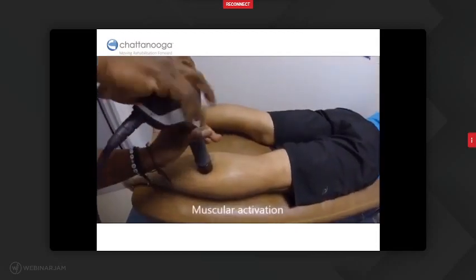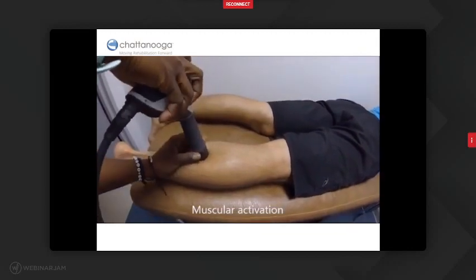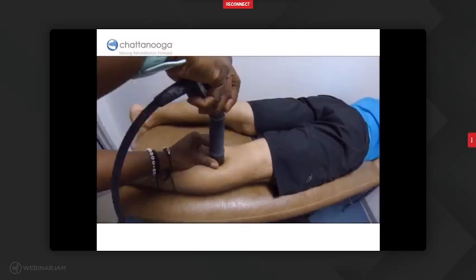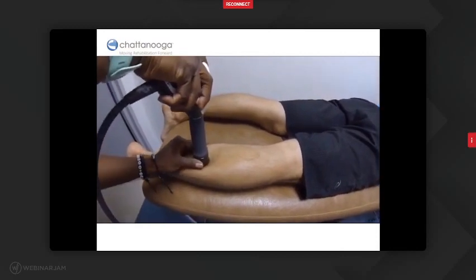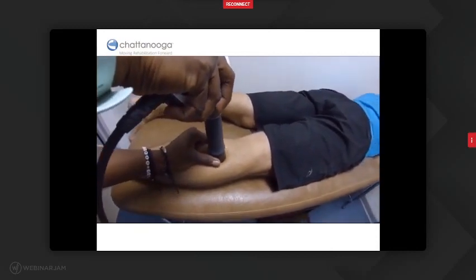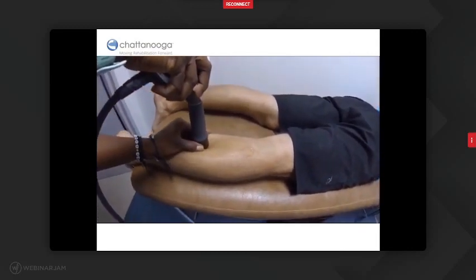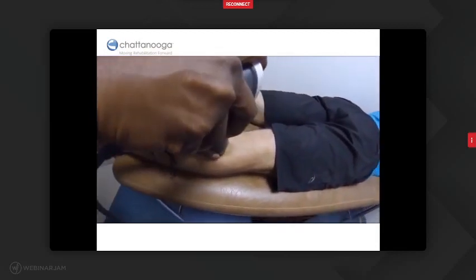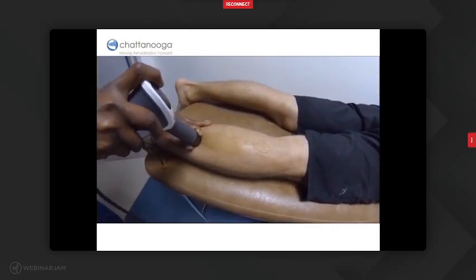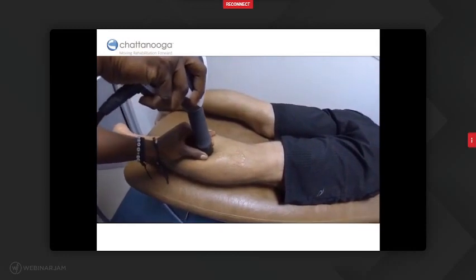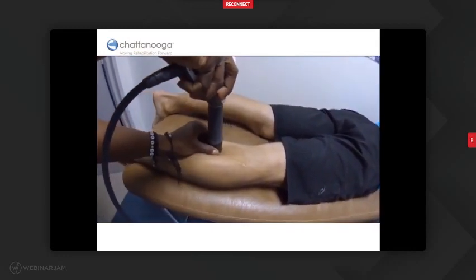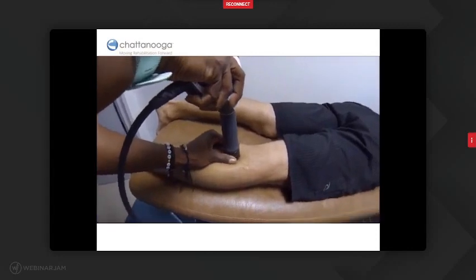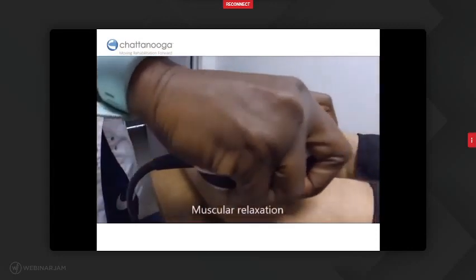After that, we use a muscular activation on the calf muscle. And then we use muscular activation on the calf muscle.